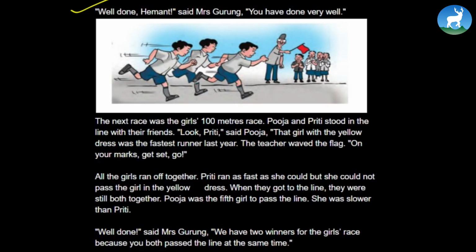The next race was girls' 100 meters race. Pooja and Preeti stood in the line with their friends. Look, Preeti, said Pooja, that girl with the yellow dress was the fastest runner last year. The teacher waved the flag. On your marks, get set, go! All the girls ran off together. Preeti ran as fast as she could, but she could not pass the girl in yellow dress. When they got to the line, they were both together. Pooja was the fifth girl to pass the line. She was slower than Preeti. Well done, said Mrs. Gurung. We have two winners for the girls' race because you both passed the line at the same time.